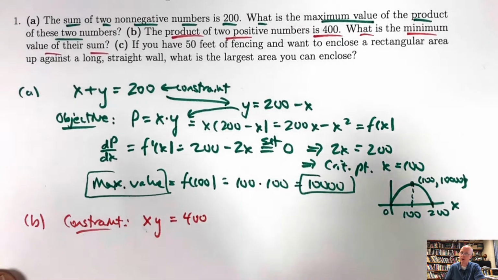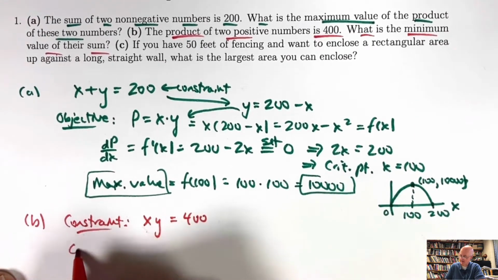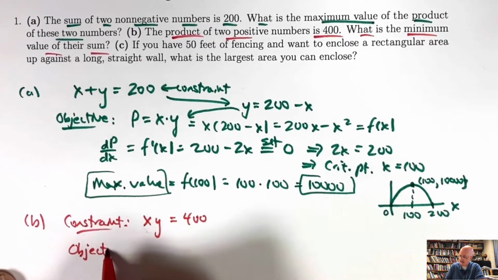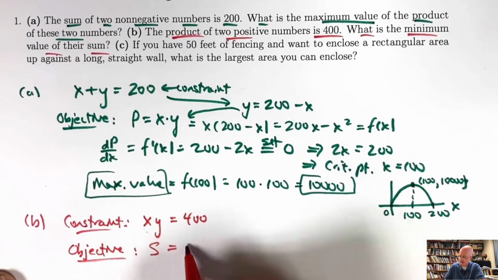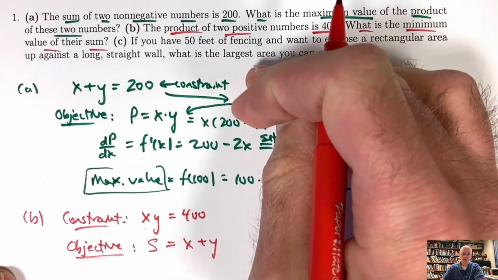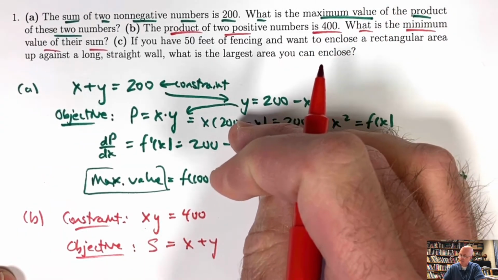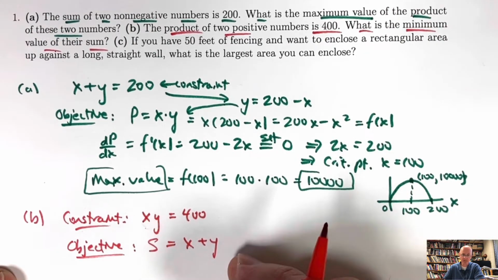Okay? X and y, again, are not free to vary independently of each other. They are related to each other by this constraint equation. The objective function to, in this case, minimize is their sum. I'll call it S for sum, x plus y. So it's like we're switching it around. Here the constraint was a sum, and we're trying to minimize or maximize the product. Here the constraint is a product, and we're trying to minimize the sum.